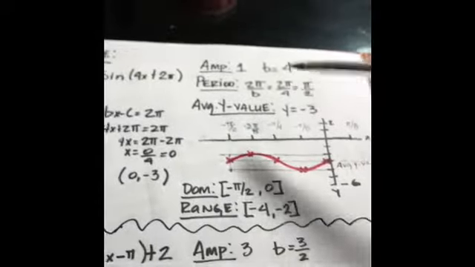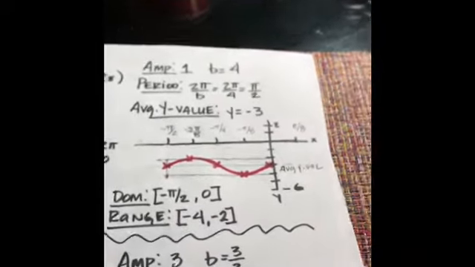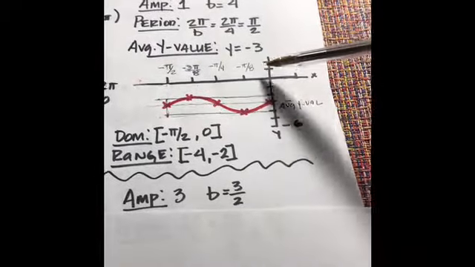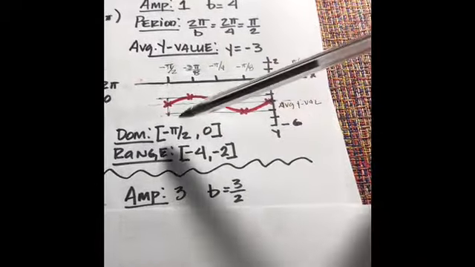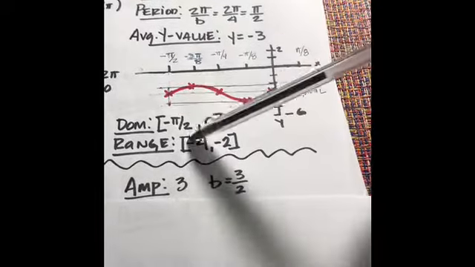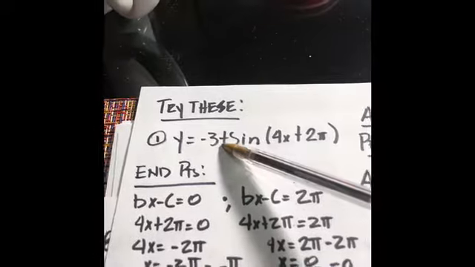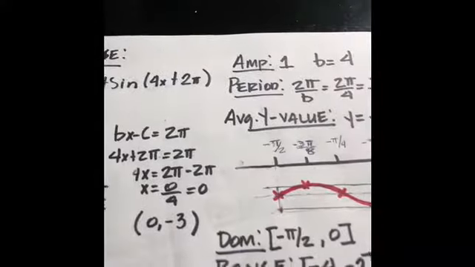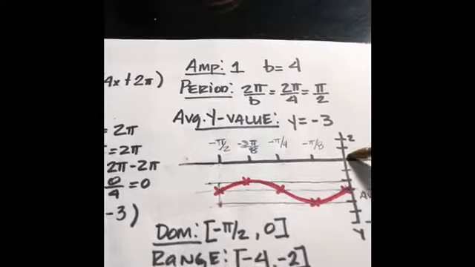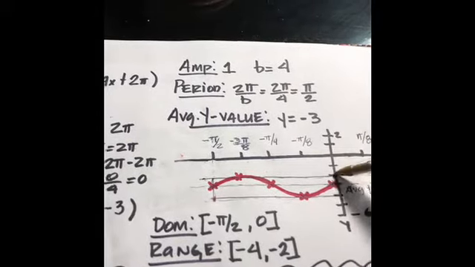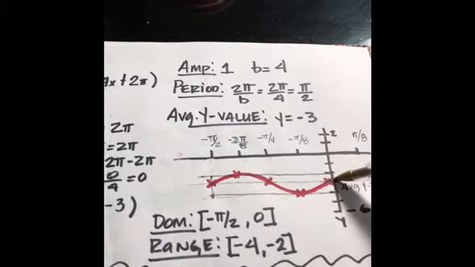So I have my box from negative pi over 2 to 0, which is what they were telling me with the x values of the endpoints over here. Negative pi over 2 to 0, that's the extension of the graph. The average y value: the graph is shifted 3 units down. So from the x-axis, I am going 3 units down, which is going to be the middle part of the graph. So 1, 2, 3, here I have my average y value.